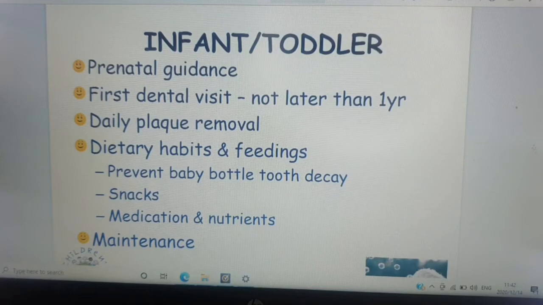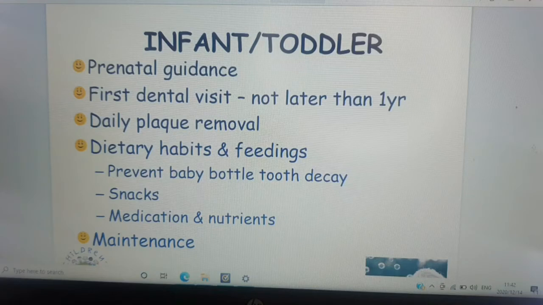We're then going to discuss the different age groups or stages of development that we find in a pediatric practice. So first and foremost would be our infants or toddlers. Here we mainly focus our attention on the mother, or rather the parents or the guardians, to ensure that they are keeping up with the appropriate habits that will lead the child into having good dental habits.